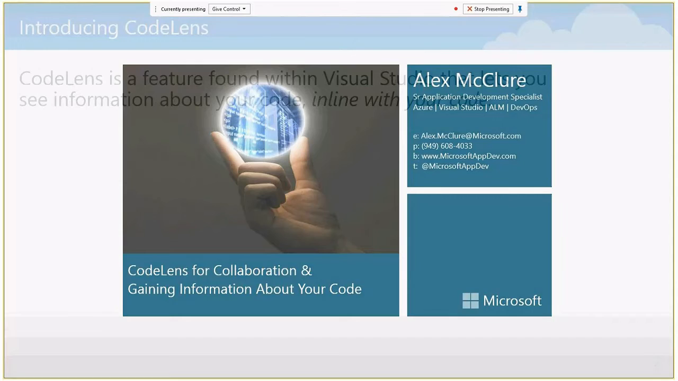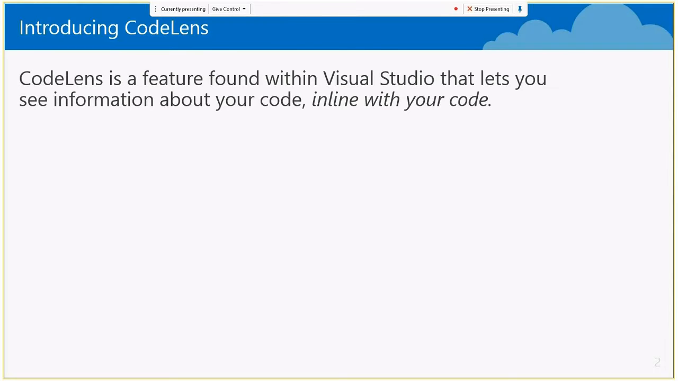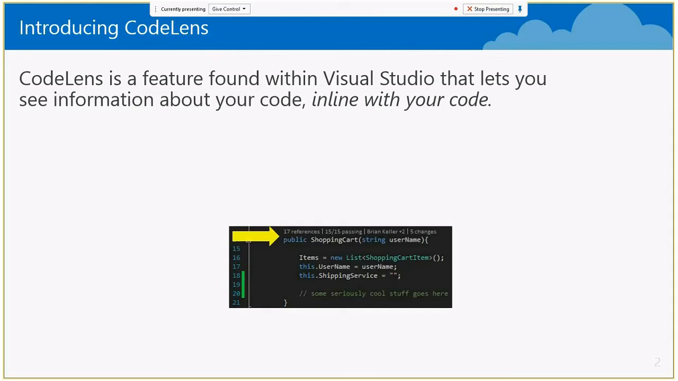The feature that I'm going to be showing you today is called CodeLens. CodeLens is a feature found within Visual Studio Ultimate that lets you see information about your code in line with your code. And here's an example of what I mean by that. There's a yellow arrow here next to a block of code that has some gray text above it. This gray text is CodeLens.